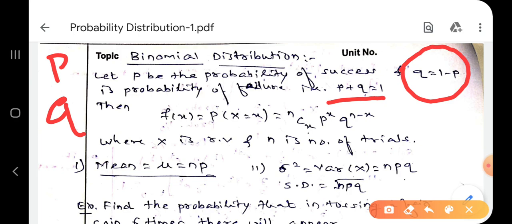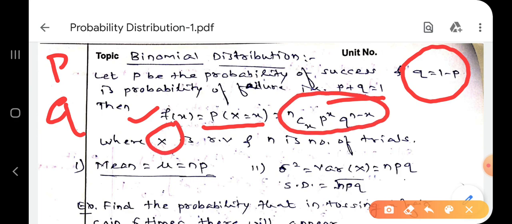Then the binomial distribution f of x is equal to, meaning the probability that x appears, is equal to nCx p raised to x q raised to n minus x. In some books, the r notation is also used: nCr p raised to r q raised to n minus r. You may use any one. But here the random variable we have defined is x, so I use the notation x. So this binomial distribution formula you have to remember: nCx p raised to x q raised to n minus x.